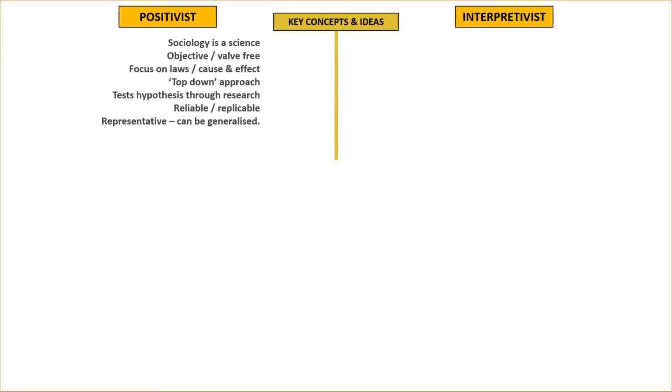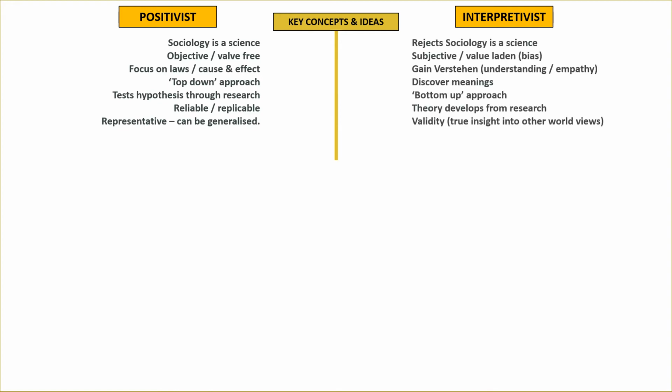And last but not least, just as an overview, we have positivism and interpretivism. Now, positivists and interpretivists are two groups of theorists, two thinkers, and they approach research in different ways. So when it comes to positivism, if we look at their key concepts and ideas, they are scientific. They view sociology as a science. They like to be objective and value free. They focus on laws, cause and effect. It's quite a top-down approach. They like to test a hypothesis. They're all about reliable data, representative data, and numerical data.